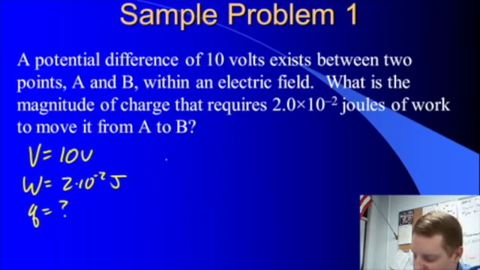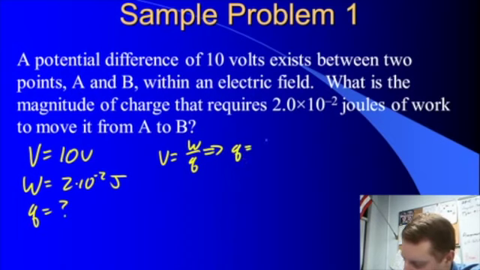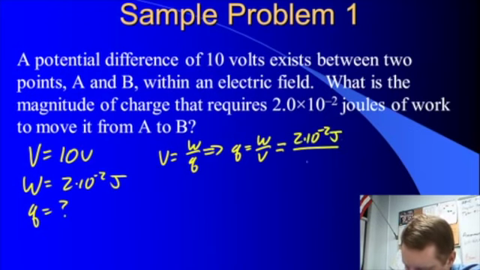We can use our relationship, V equals W over Q. Now we solve for the charge. Charge then must be work over voltage. I substitute in with units. 2 times 10 to the minus 2 joules over 10 volts gives me a charge of 2 times 10 to the minus 3 coulombs.